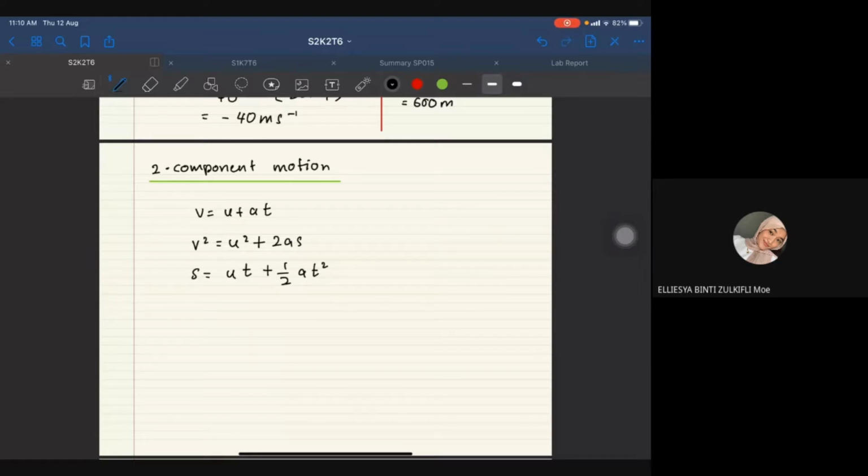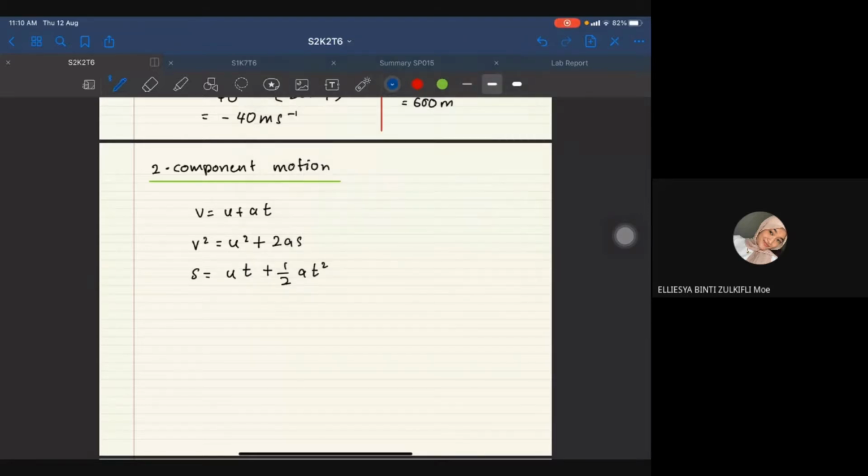So these three equations, obviously when we are talking about only the X component, ataupun cerita dia satu component je lah, sebab tu kita tak ada differentiate between X and Y component. But now, if you are involving two components, that means we have to consider when this happens in X component and when it happens in Y component.